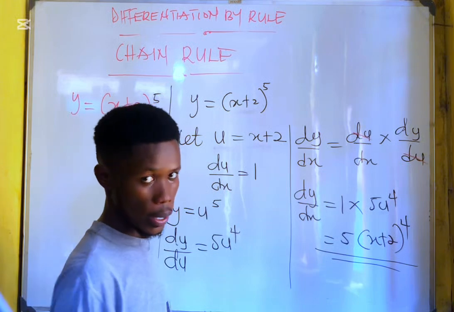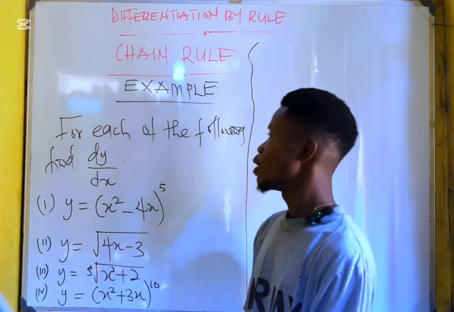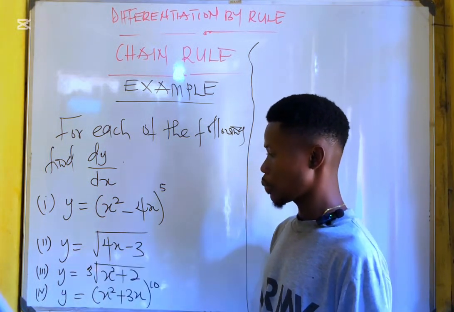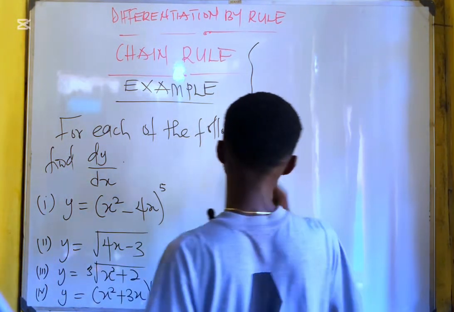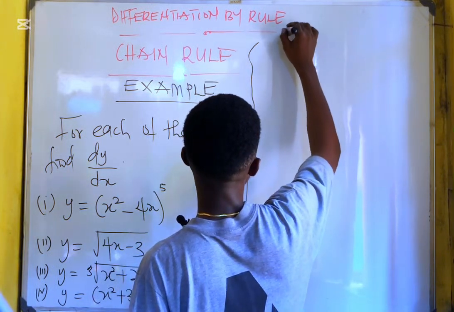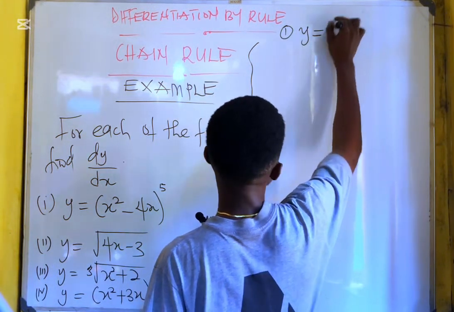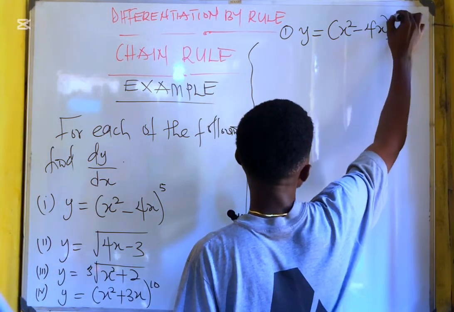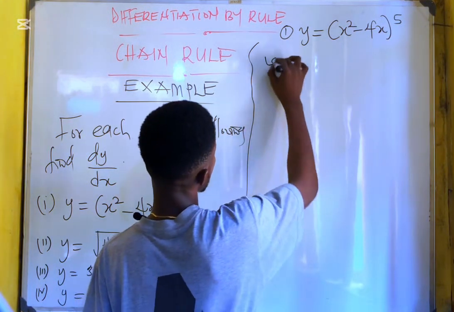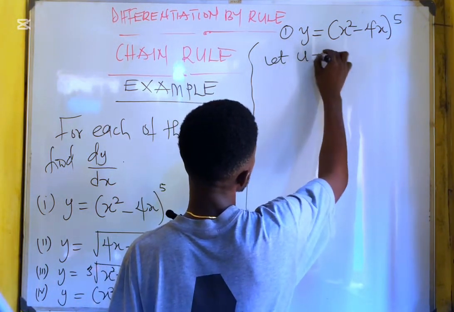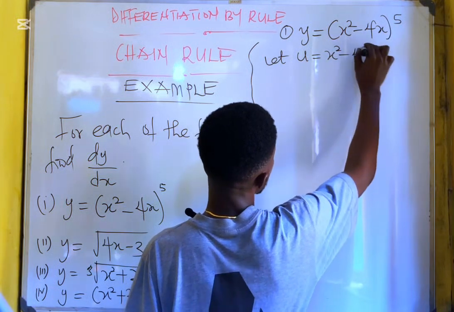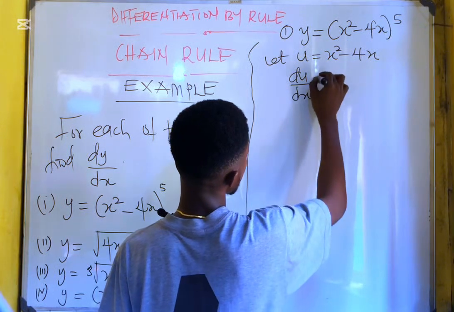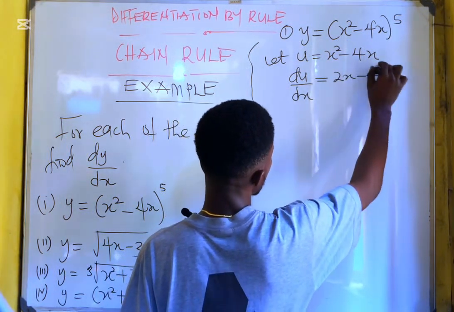So let's look at some examples. The example: for each of the following, find dy/dx. Okay, so we are going to look at how to find all this. So let's start with the first one. y equals x squared minus 4x to the power 5. So we said that you have to let u be what is in the brackets. Then you differentiate it. So du/dx will give us 2x minus 4.